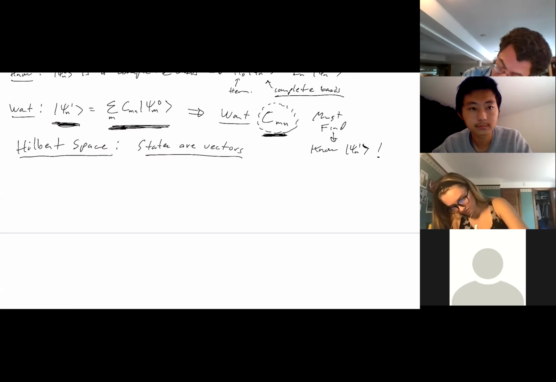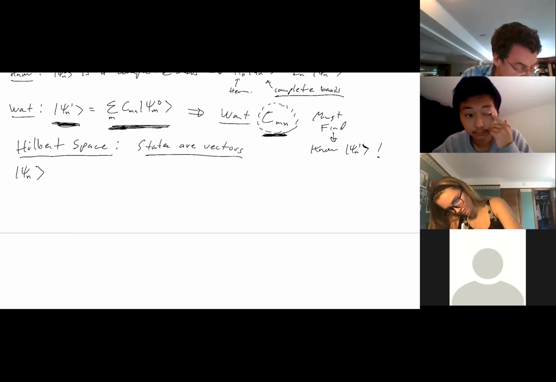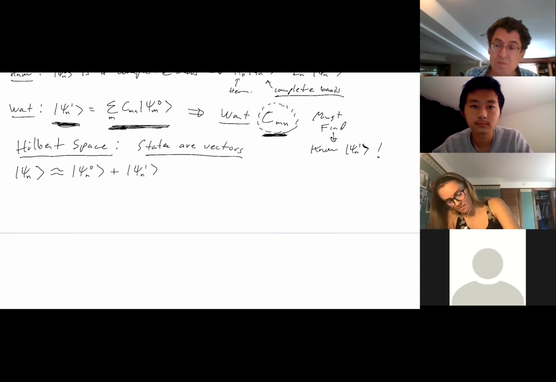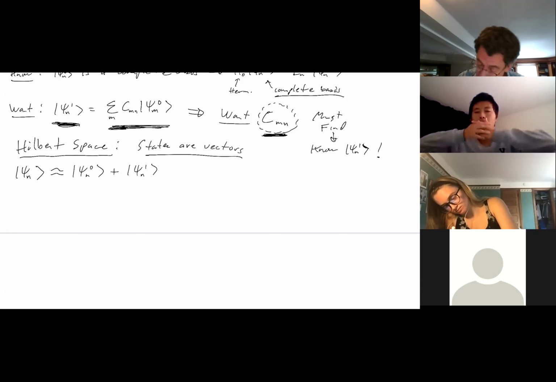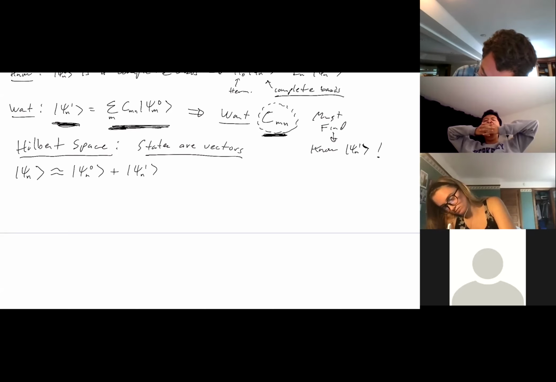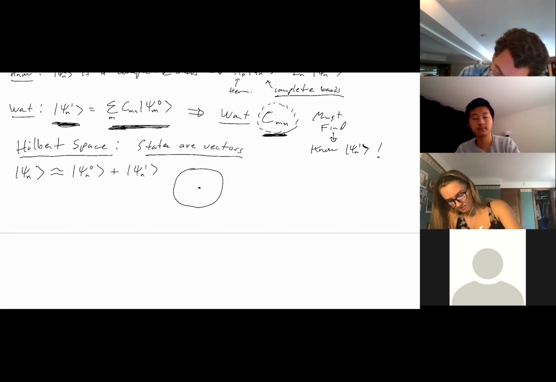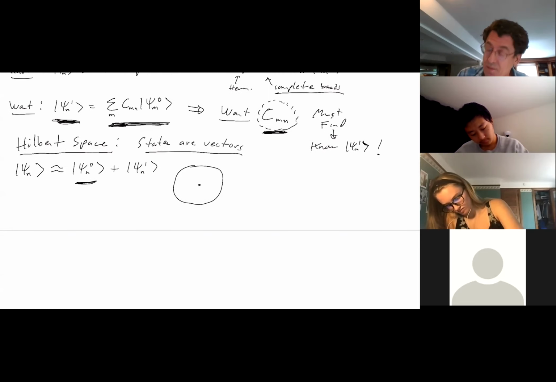And so that means that I can think of the state that I want, psi n, as approximately equal to the state that I already know plus some first order correction. Right? Now think of these as vectors. And so check it out. This is a funny thing. It's really obvious when someone points it out to you, but it's sort of profound. So here's my unperturbed vector. He is a vector in Hilbert space. Let's draw him. This is what he looks like. He looks like a vector.